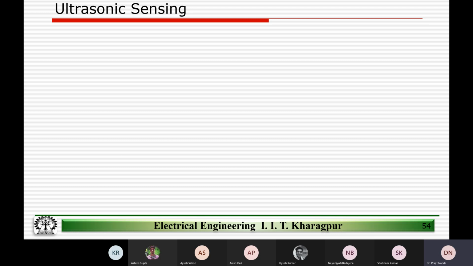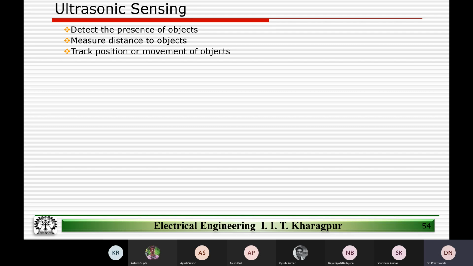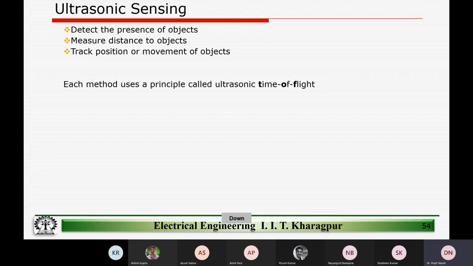So let's see. What do we use ultrasonic sensing for? We use this to detect the presence of objects, right? And I will clarify this a little bit more. We also use this to measure distance to objects, right? Track position or movement of objects, right? And each of those above three uses a principle called ultrasonic time of flight.